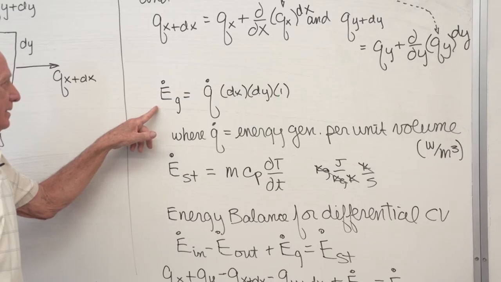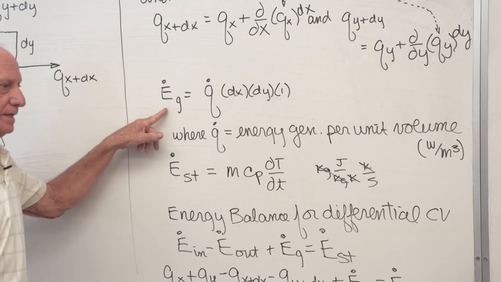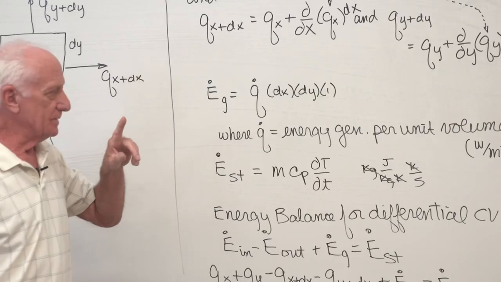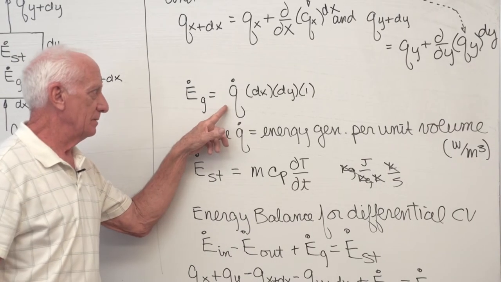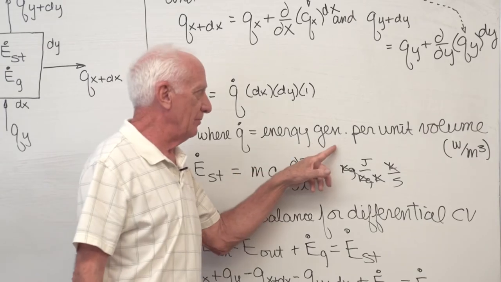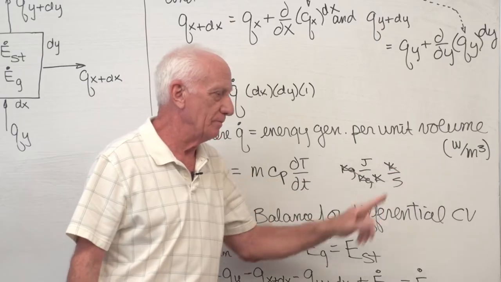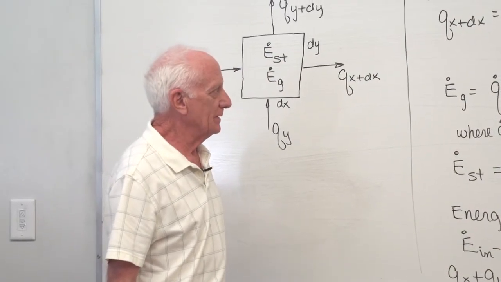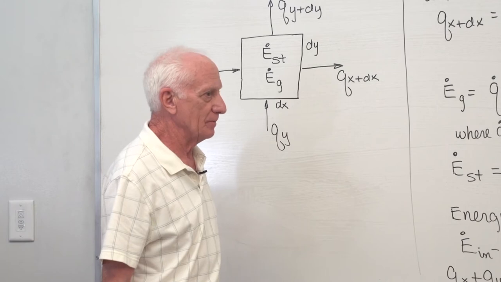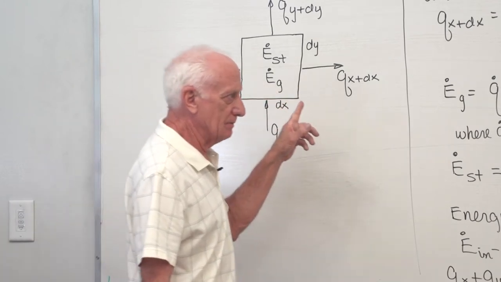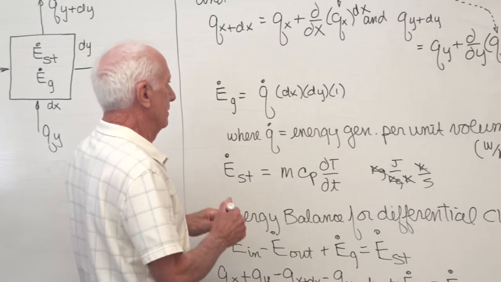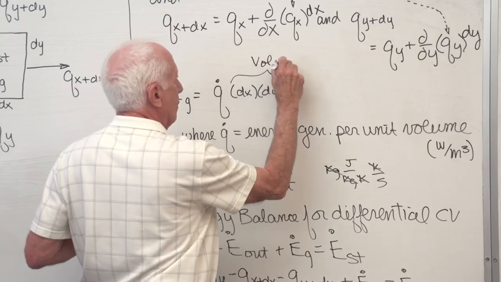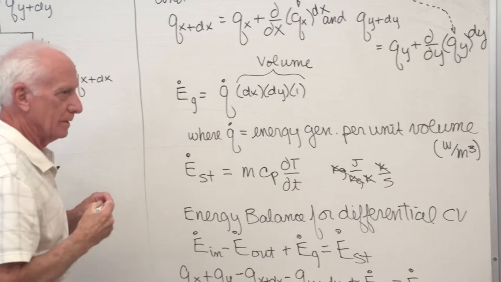E dot G is the rate at which energy is generated inside the small control volume. We express that in terms of something called q dot. q dot is the energy generation per unit volume, watts per cubic meter. So if we want that to be in watts, we multiply that by the volume. The volume of this element is dx times dy times 1. So now we've got a q dot.